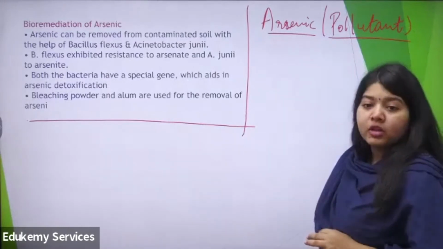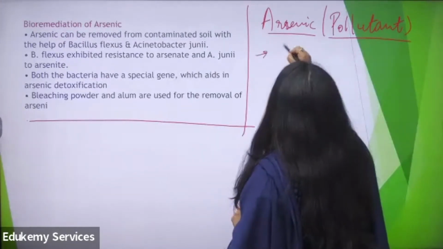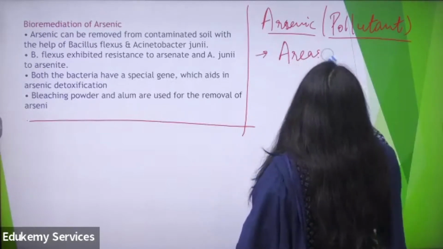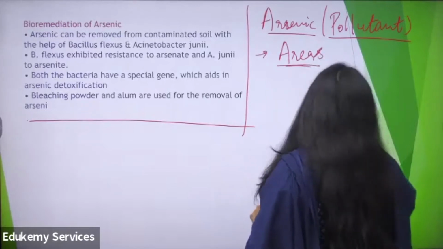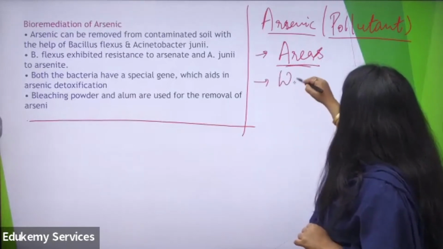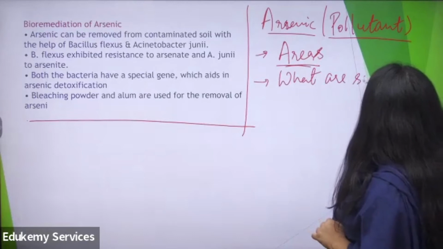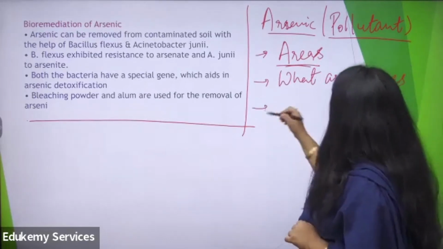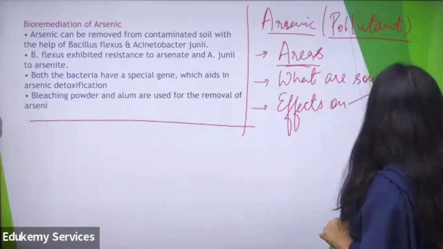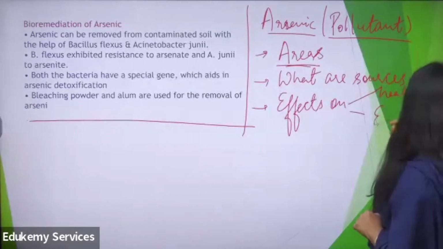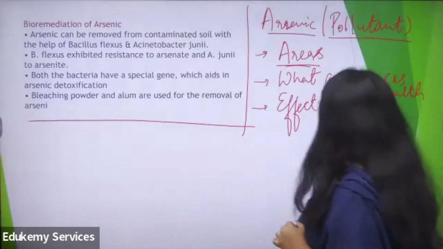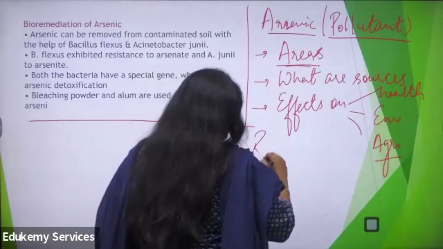So what is my approach? My approach will be, first of all, what are the areas? We started with the alluvial plains, the Ganga Brahmaputra alluvial plains. Then, what are the sources of the pollutant? What are the effects on health, environment, agriculture, whatever? Different pollutants will have different effects. Next is, what is the remedy?